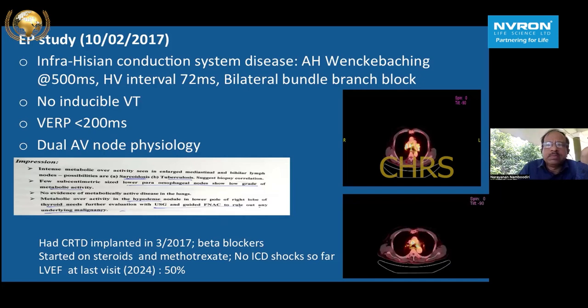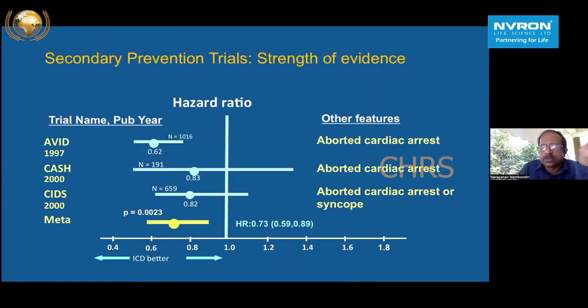And we did an EP study. It had shown a prolonged HV interval, AV pacing at 500 milliseconds. So we did a PET followed by CRTD and started steroids and methotrexate. Patient did not have any ICD shocks in the last 7 years. LVEF improved to 50%. So whether this patient really required an ICD?